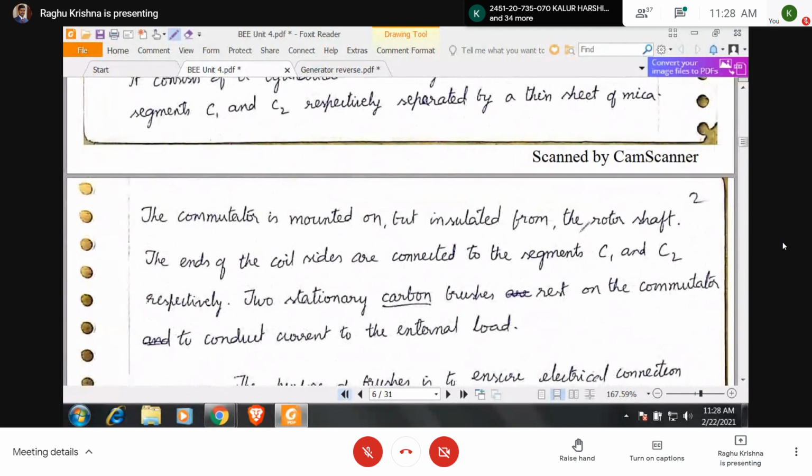Here the commutator is mounted on, but insulated from, the rotor shaft. From the rotor shaft, not only the armature conductors but also the commutator is insulated. There is a connection between the armature conductors and the commutator, but there will be insulation from the rotor shaft.